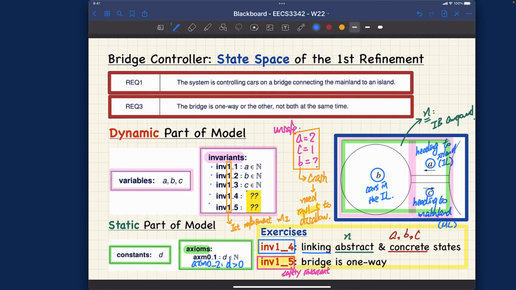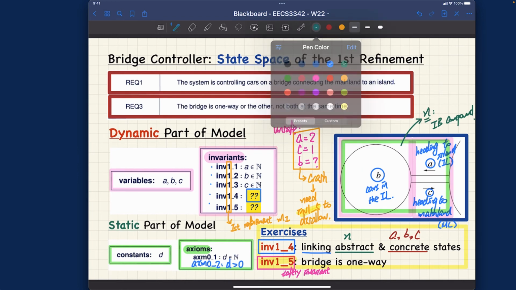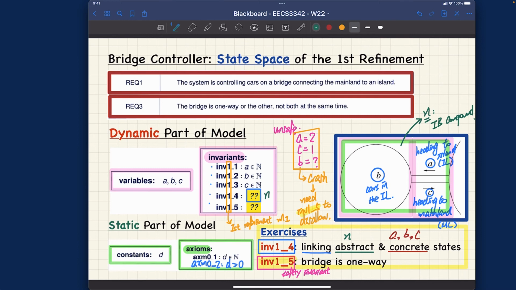The first one over here is invariant number 4. As I said before, to really understand this, you have to make sure you understand the two layers of the perceptions on the same system. The abstract state is trying to observe the system without distinguishing between the island and the breach. We only use the n. So n is simply on one side of the equation.